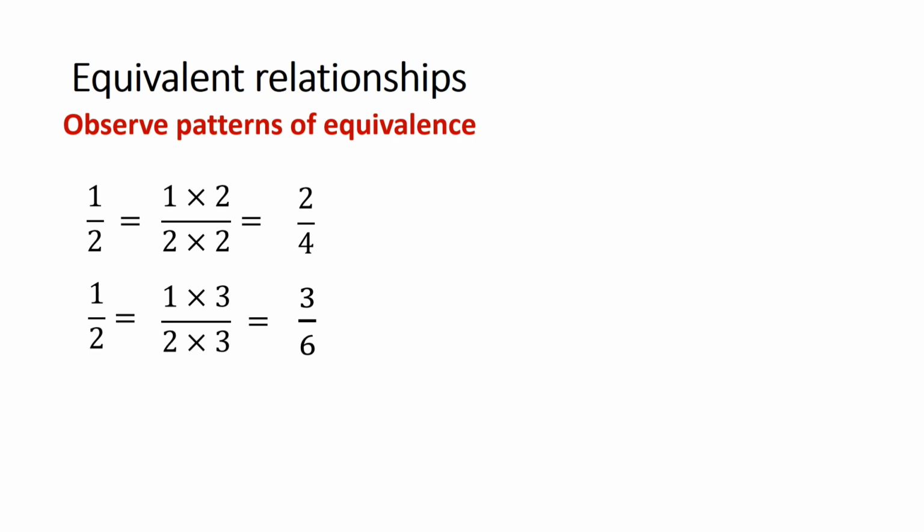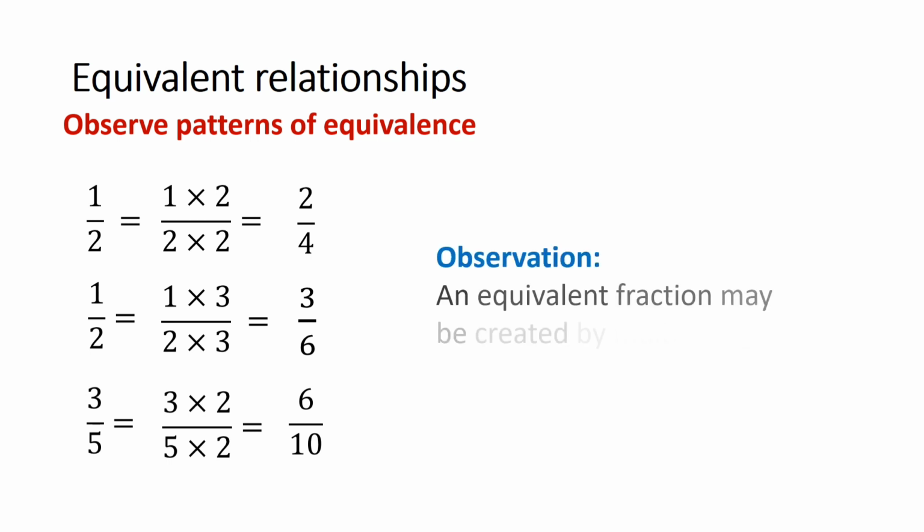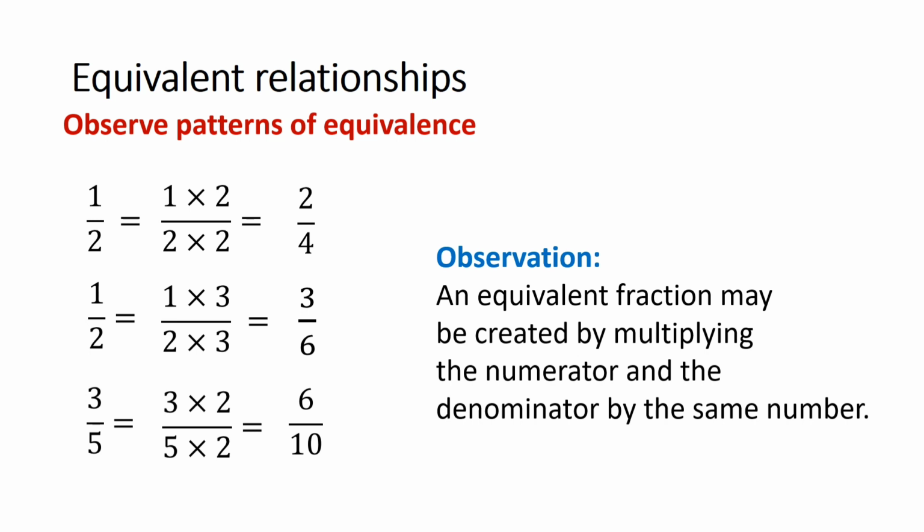The students should be encouraged to look at the first example and the second example to see if they notice any commonality. Then another equivalent relation may be given and the same questions asked, and then the students will be asked to confirm if their observation is accurate. Here, they should have realized that to create the equivalence, you would have had to multiply the numerator and the denominator by the same number.